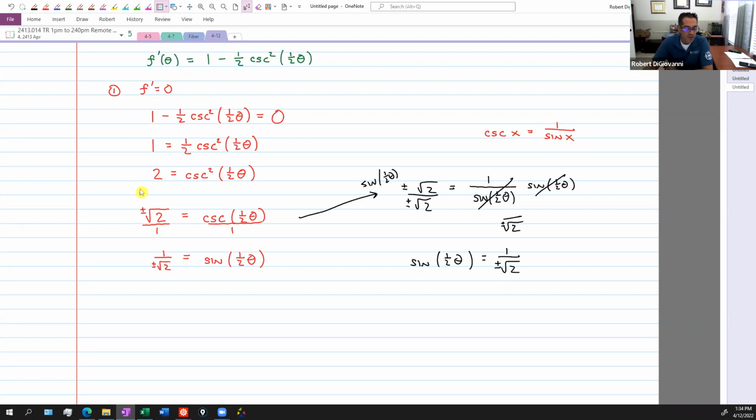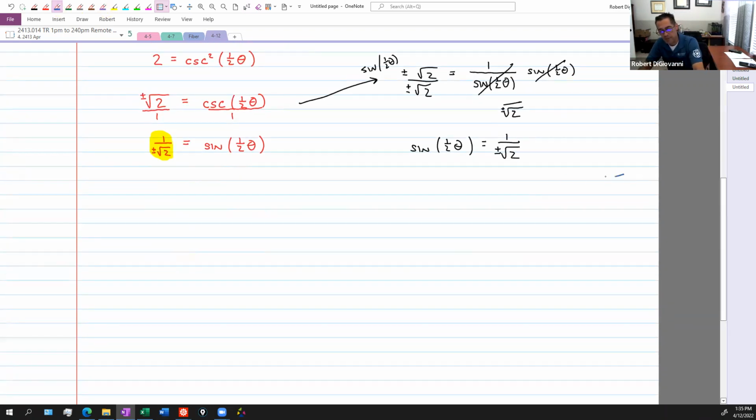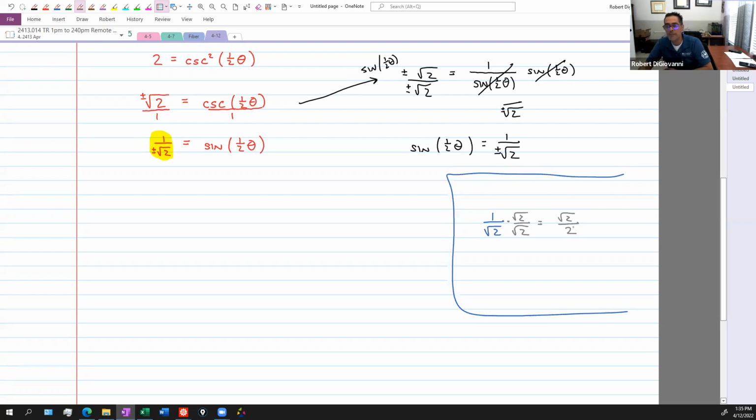So I want to know when sine of 1/2 theta is equal to this. Now, this is tricky because you have to recognize this from pre-cal. So let's take a little detour. If I had 1 over the square root of 2, we could rationalize the denominator. We can multiply the top and bottom by root 2. And when we do that, we get root 2 over root 2 times root 2, which is 2. In other words, this left-hand side could be plus or minus root 2 over 2 instead.